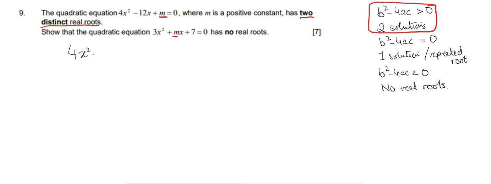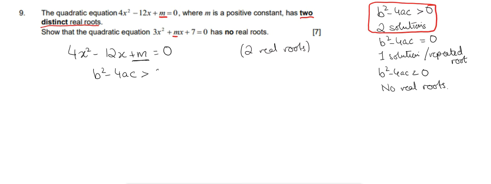So we've got 4x squared minus 12x plus m, and it tells you a little bit about this equation. It tells you that it has two solutions, two real roots. So it's got all the x's in it. The only thing missing is the c value, or the m value here. I'm going to bring out my discriminant and I'm going to say for two real roots, b squared minus 4ac needs to be greater than 0 for two solutions.